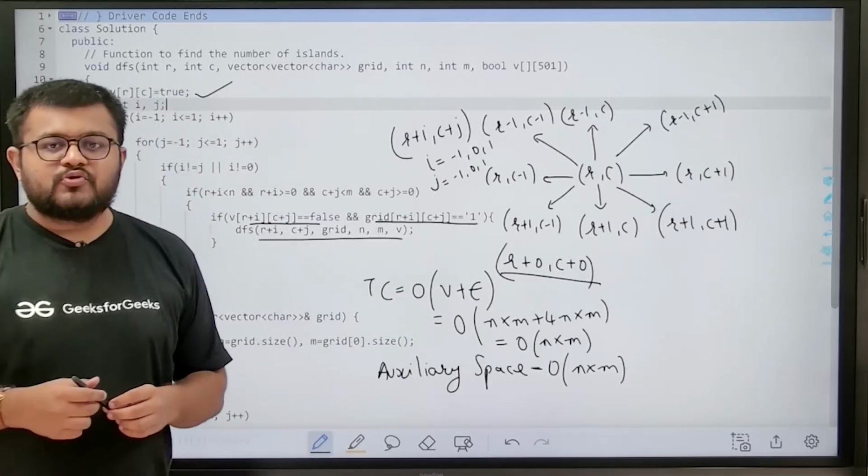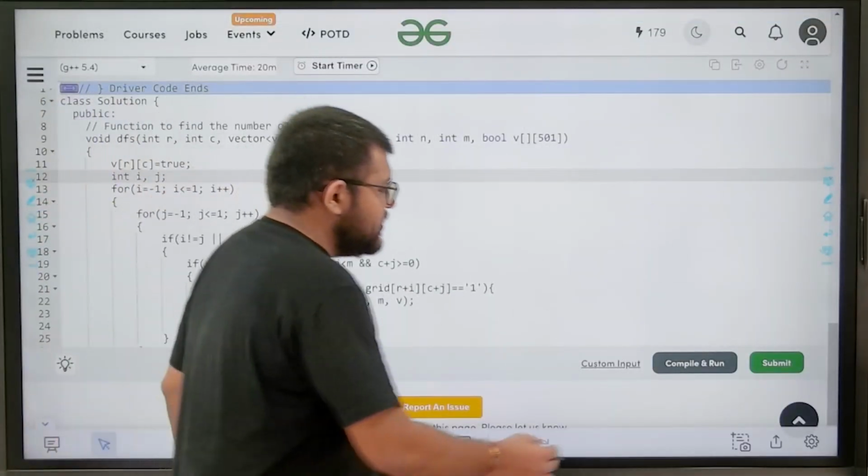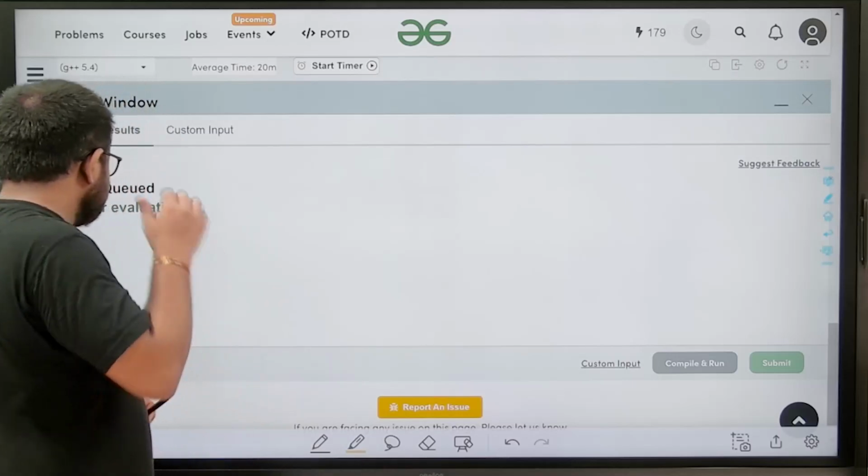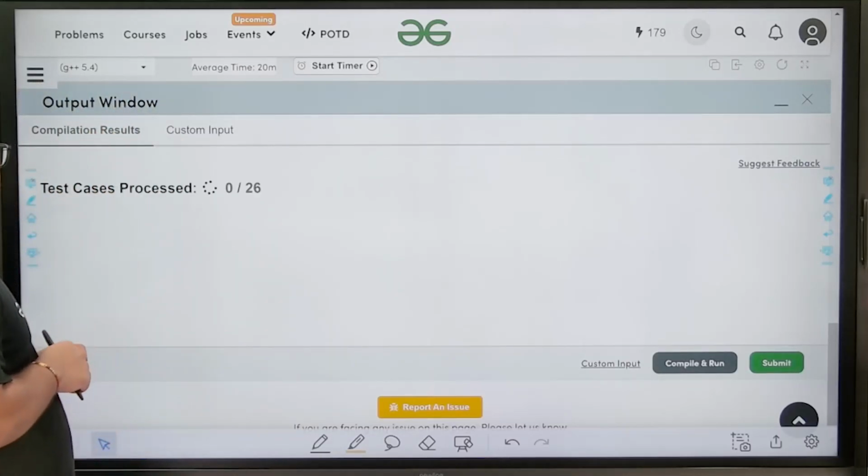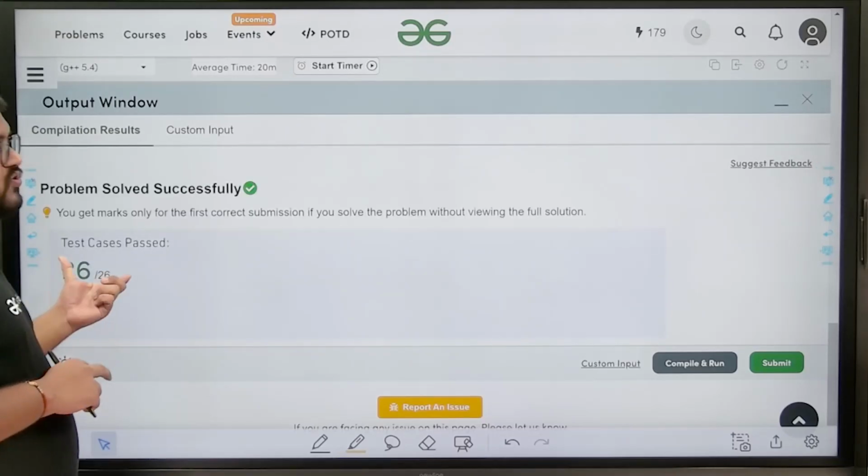Now let's submit this code. So let's submit it. So we have solved this question successfully.